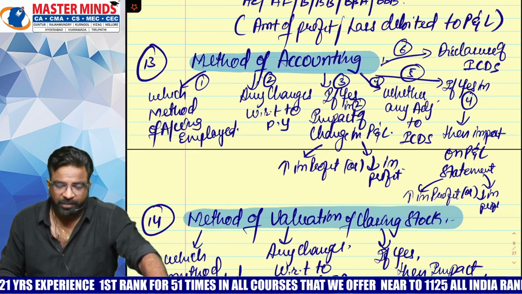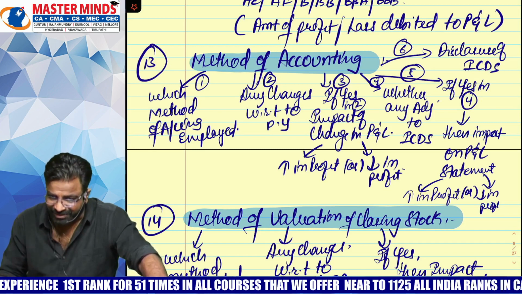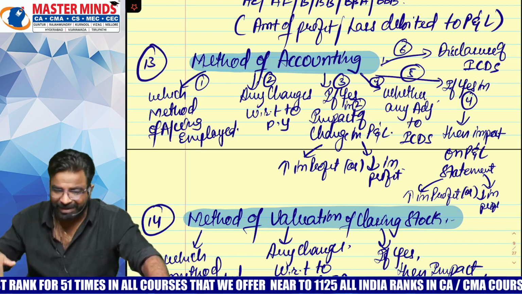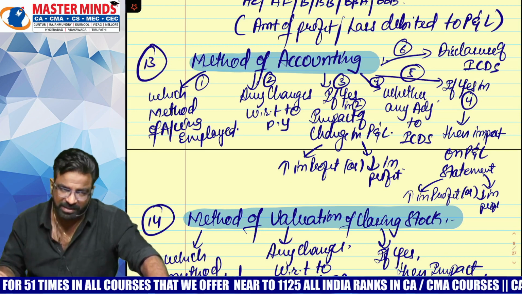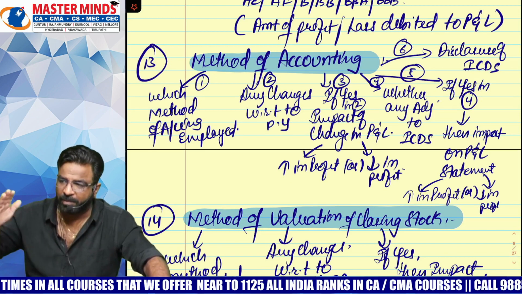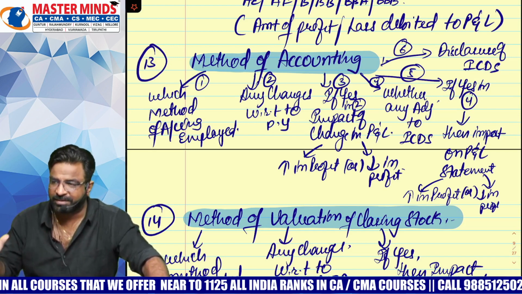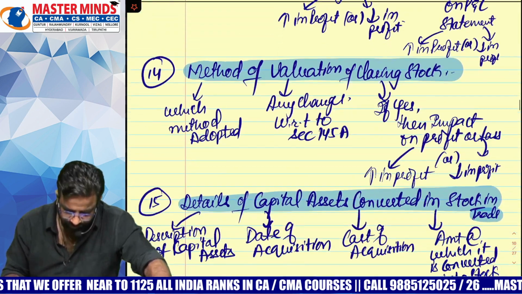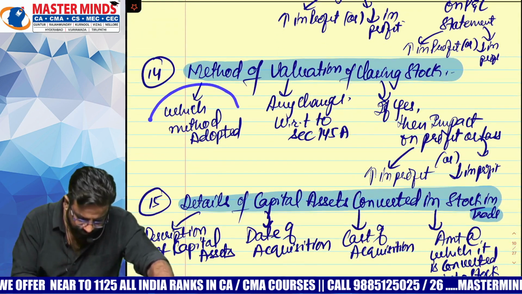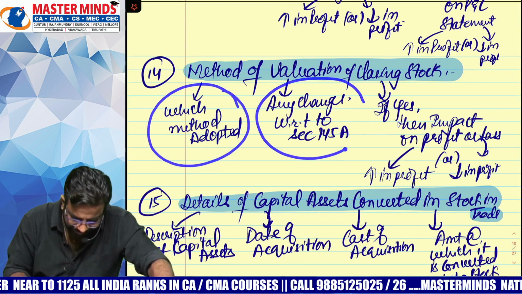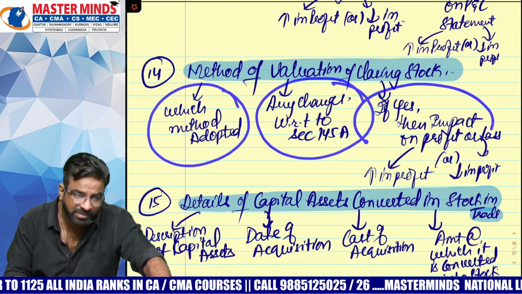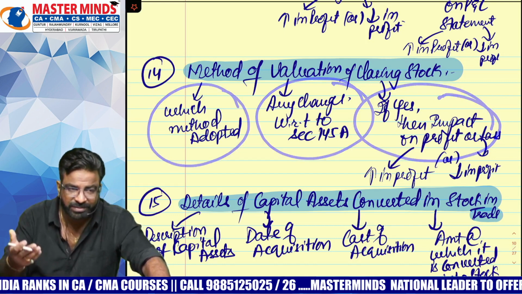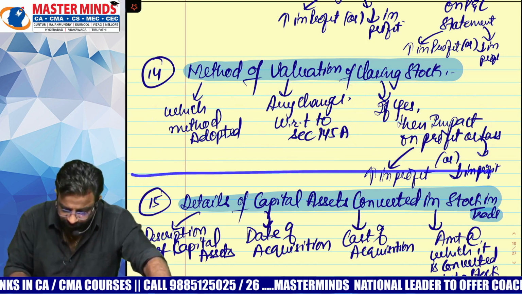What is the method of your accounting? Any changes? If yes, impact of P&L up or down? Any changes you have done due to ICDS? If yes, impact on P&L up or down? Disclosure of your ICDS. 12 clauses, 13 clauses over. 14, method of valuation of your closing stock. Which method you have adopted? Any changes? And if the changes you have done in the method of valuation of impact on P&L either increased or decreased. So tell me up to 14 now.